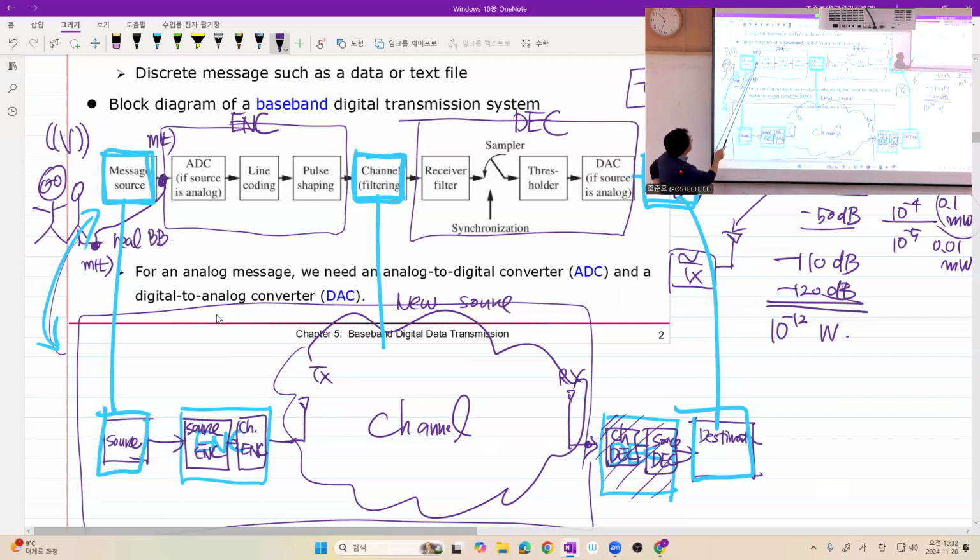So you have converted the analog message to a digital discrete-time sequence. And then you do some line coding and pulse shaping, which will be covered soon. And then here, even though everything is omitted, you may have a carrier generator, local oscillator, RF mixer, some filter, some power amplifier, and some antenna. Then it propagates through the channel.